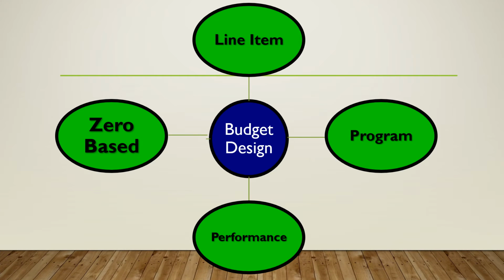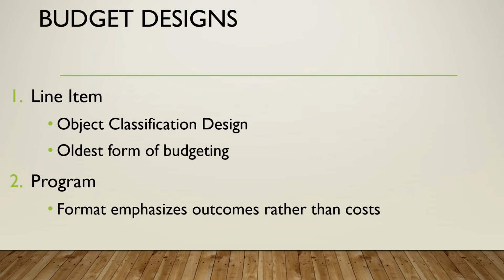We're going to briefly talk about four different types of budgets: the zero-based budget, the line item budget, the program budget, and the performance-based budget. The line item budget is an object classification design. It's the oldest form of budgeting, and you've probably seen a lot of examples of these. I would encourage you to look online and just type in a search engine line item budget and get a few different examples. These are the most popular budget design, I think, overall.